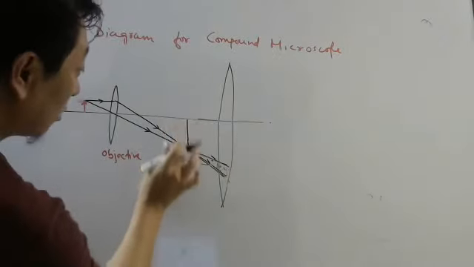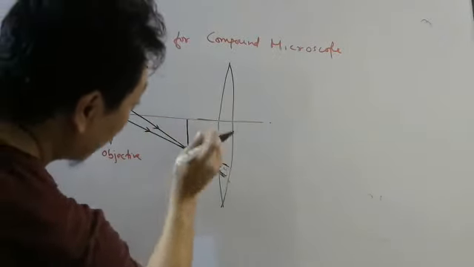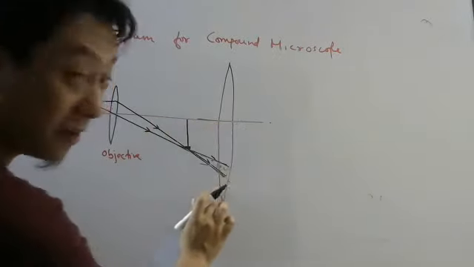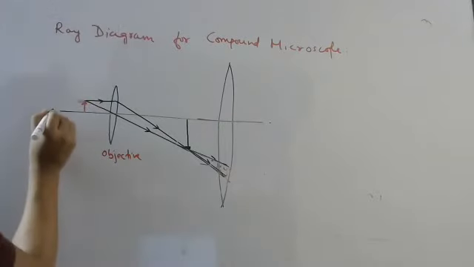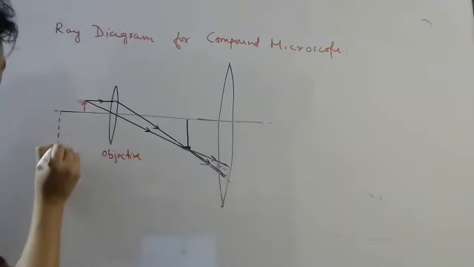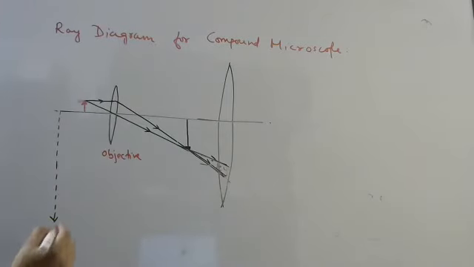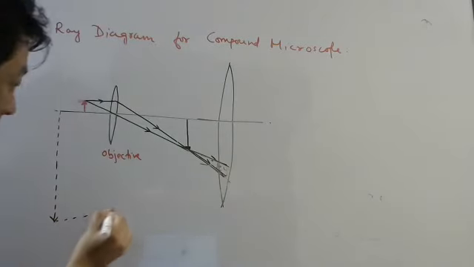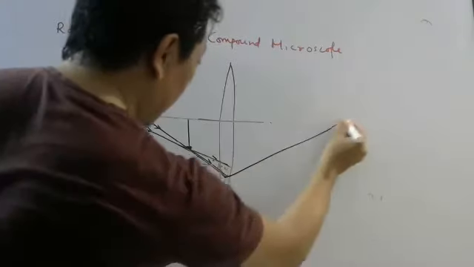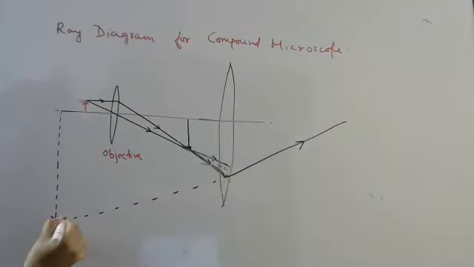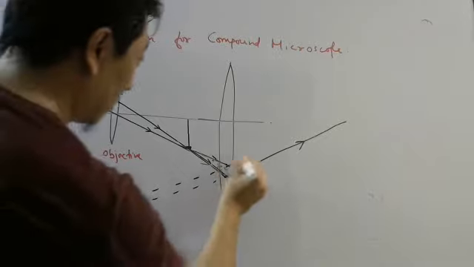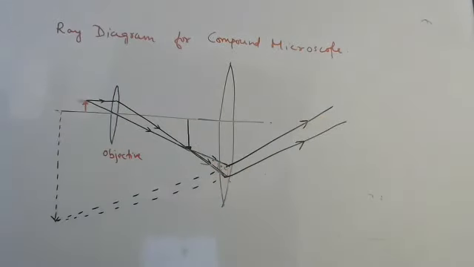You have to keep this one inside the focus of this, so that this will behave like a simple microscope. So the idea is you draw the final image here. Draw the final image here. Then from here you draw this line and then go straight. Then you draw a line like this and then go straight. So this is the trick that I used to follow.